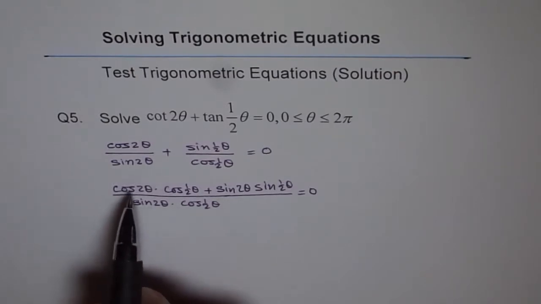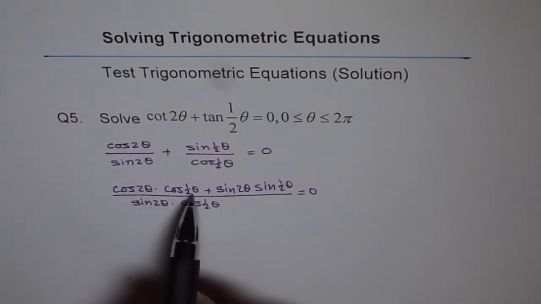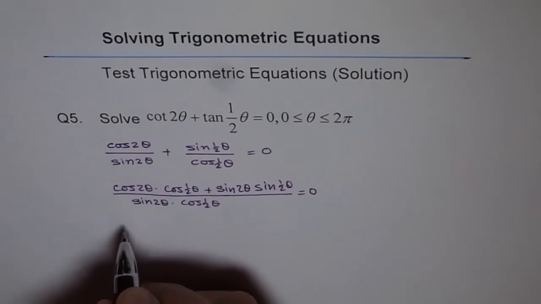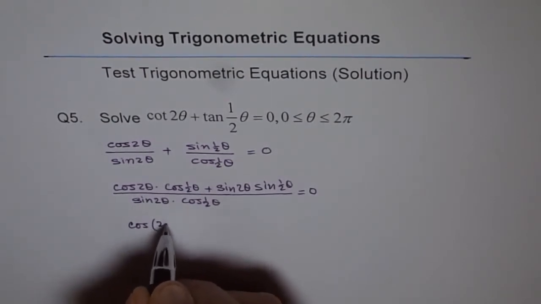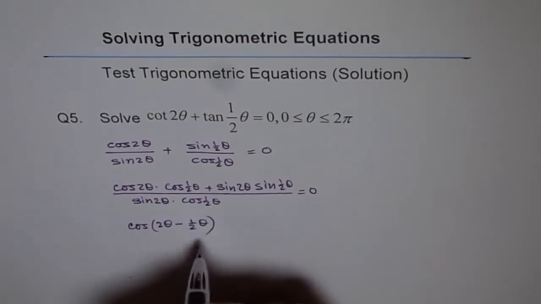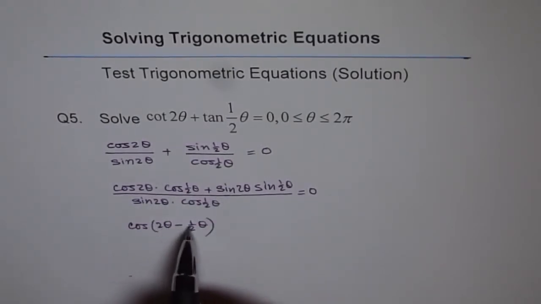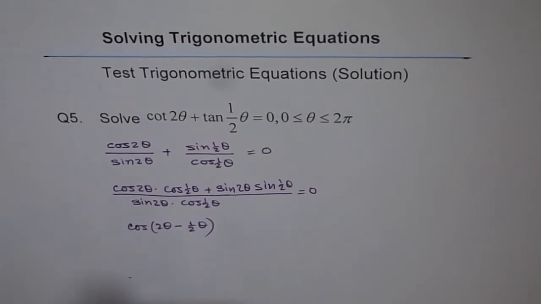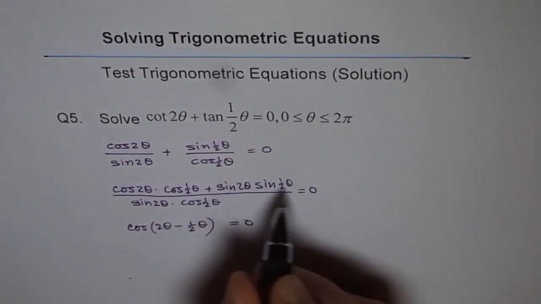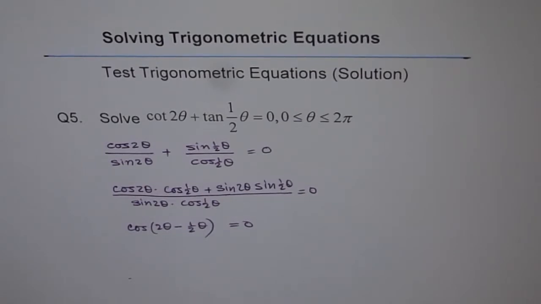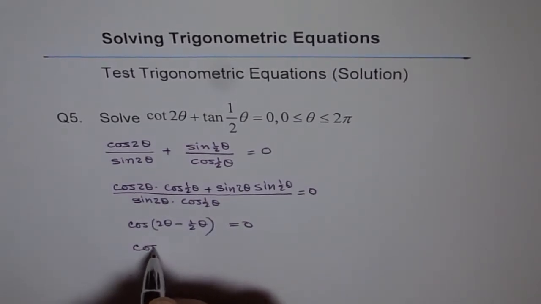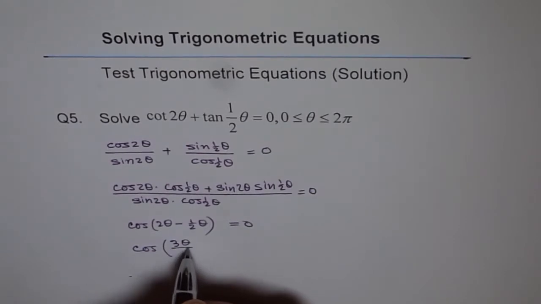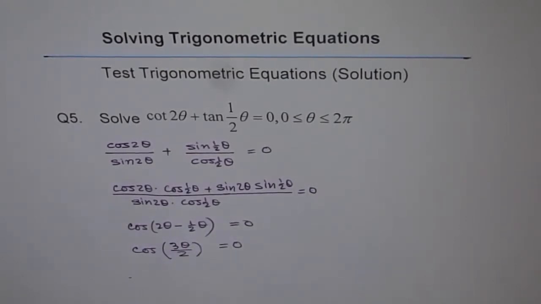Now if you recall the formula for cos A minus B, it is cos A cos B plus sine A sine B, right? Therefore, we can write the numerator as cos of 2 theta minus half theta, right? So that is the full form of cos A cos B plus sine A sine B, where A is 2 theta and B is half theta. Now that should be equal to 0, since the numerator should be 0 to give our answer. So what is that equal to? 2 times 2 is 4, 4 minus 1 is 3. So cos of 3 theta by 2 equals 0. That is what we get.